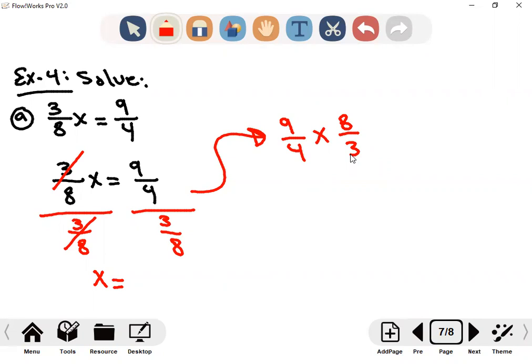Now multiply up, multiply down. 9 by 8. You can cross, by the way. You can cross, you know that? Divided by 4, 1. Divided by 4, 2. Divided by 3, 1. Divided by 3, 3. It will be 6 over 1, which is exactly 6. Or multiply up, multiply down, divide, you will have 6 also. So x equals what here?